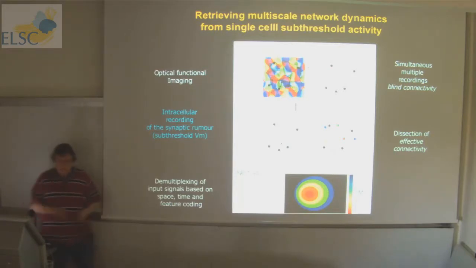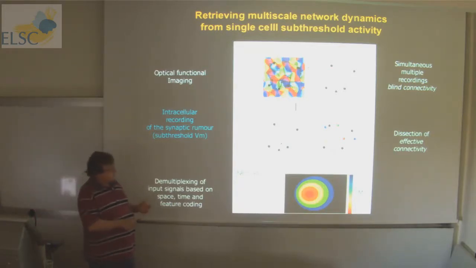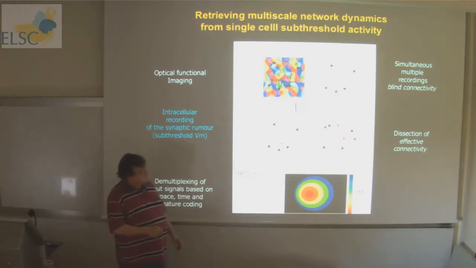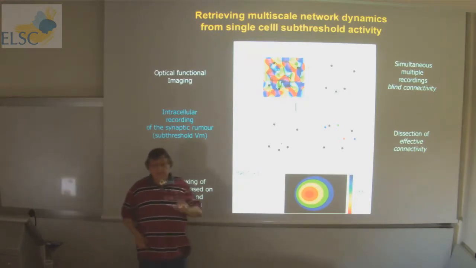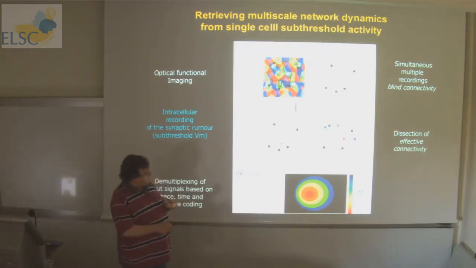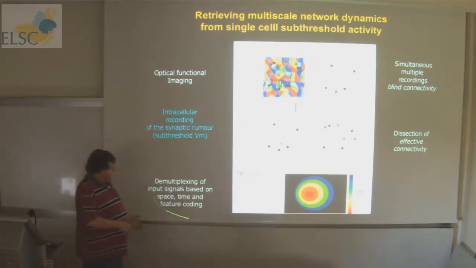So the argument I'm making here is that when you're listening to the synaptic echoes, you are in fact recording the influence of the functional network of effective connectivity in which the cell is embedded at each point in time. Right? So the cell, by its subthreshold activity, tells you who is talking to it, to itself, during the time of recording, and then you have a lot of processing to demultiplex these input lines and make sense of what you're seeing.